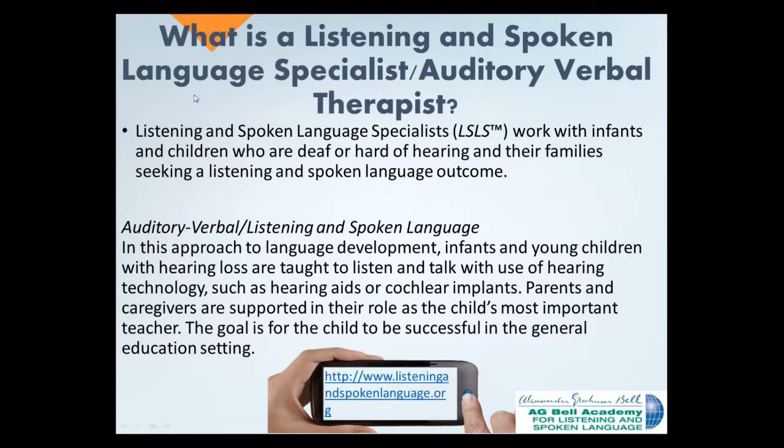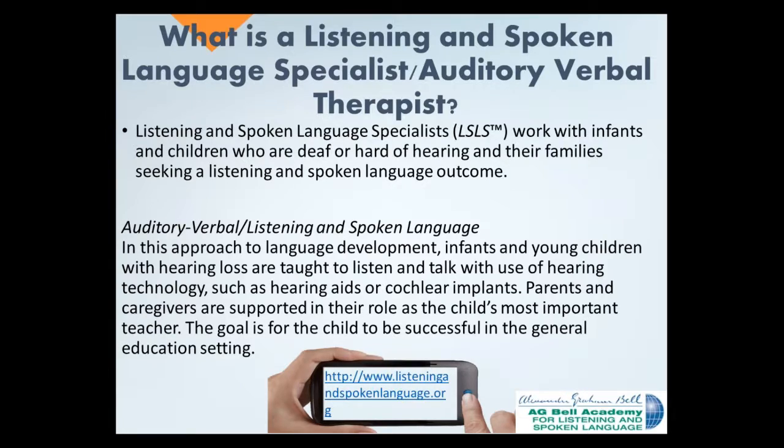So we differ from our colleagues in speech pathology or other speech specialties in that we are listening and spoken language specialists that are certified auditory verbal therapists. The A.G. Bell Academy oversees the certification of professionals working with children who have hearing loss. So what it is, listening and spoken language specialists, and we're defined by A.G. Bell as specialists who work with children who are deaf or hard of hearing and their families seeking a listening and spoken language outcome through the use of technology such as hearing aids and cochlear implants.